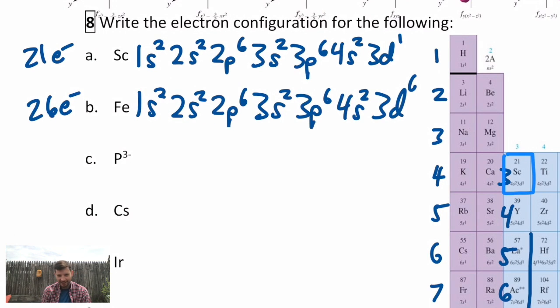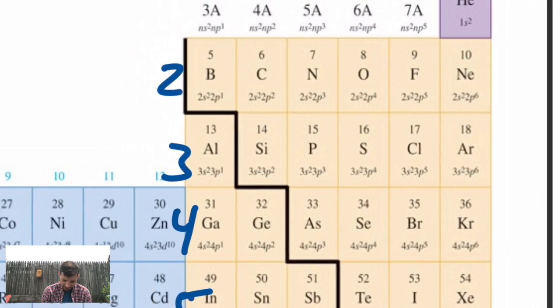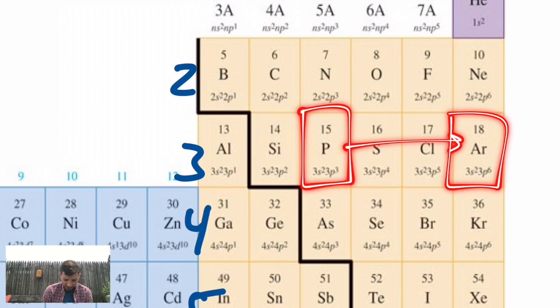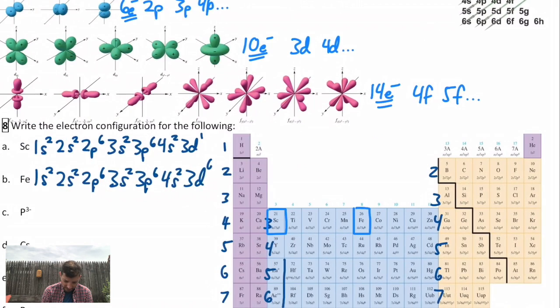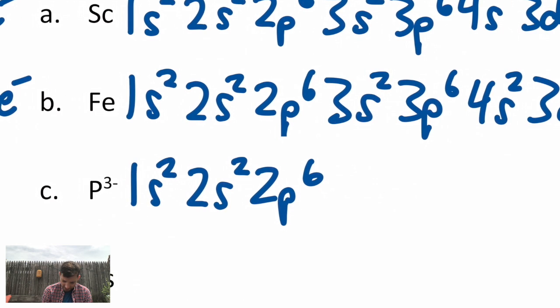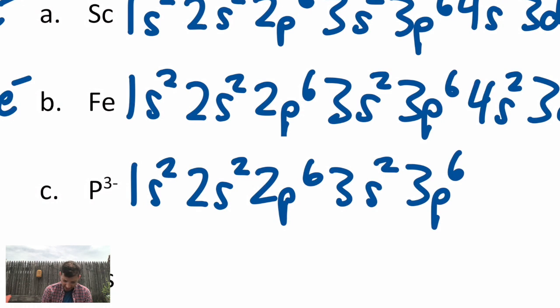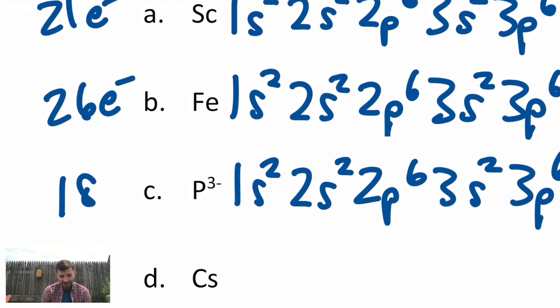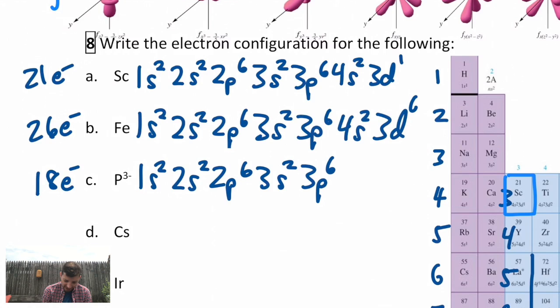What about phosphide? This is phosphorus with 3 negatives, so let's find phosphorus. There's phosphorus with 15 electrons, but remember the 3 negative charge means it has 3 more, so it actually looks like argon. So if I write out the configuration of argon, I would have 1s2, 2s2, 2p6, then 3s2, 3p6. That should be the 18 electrons in phosphide, the anion of phosphorus. And you'll notice it hit a noble gas.